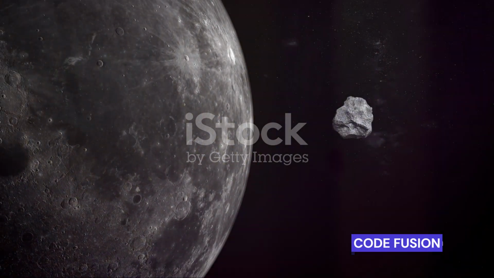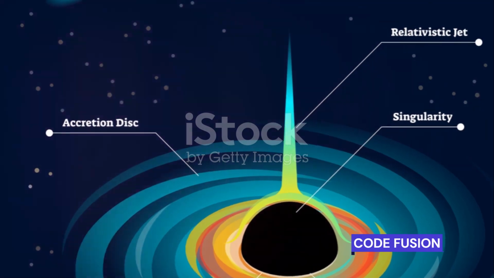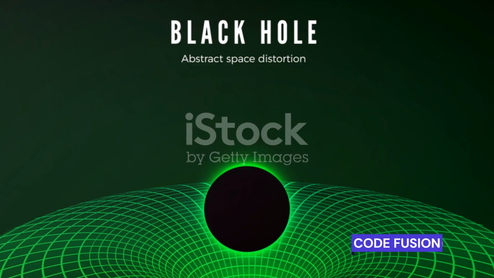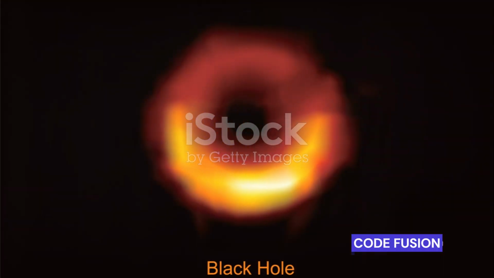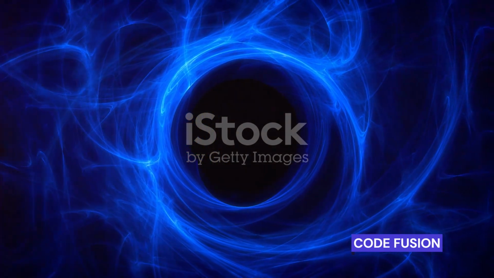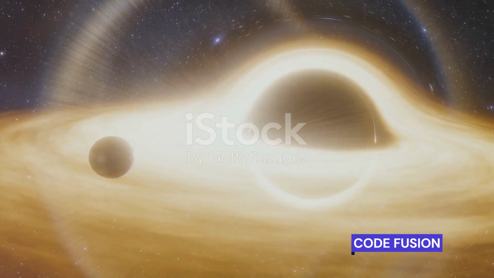It also predicts the existence of black holes and gravitational waves, phenomena that have been confirmed by observations in recent years. Black holes, regions of space where gravity is so strong that nothing, not even light, can escape, are extreme examples of space-time curvature. They are like the bowling ball that has made such a deep dip in the trampoline that the marble cannot escape it.